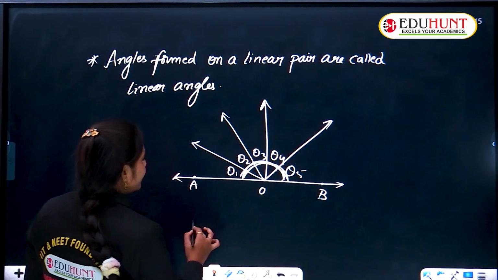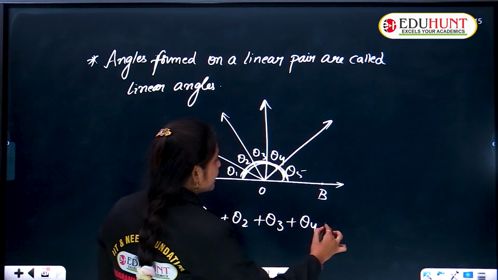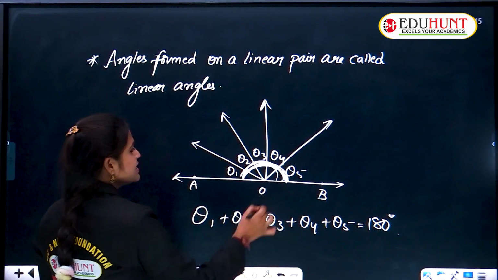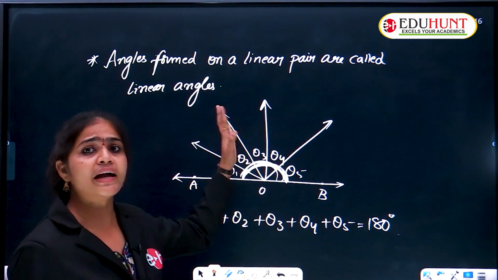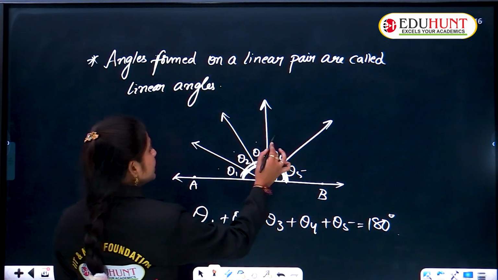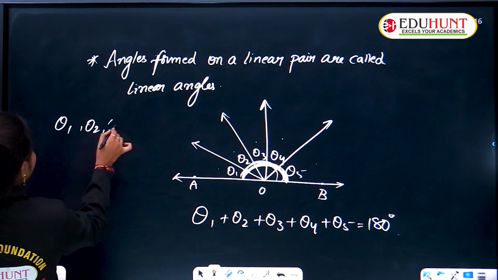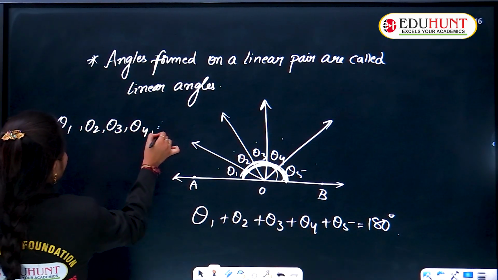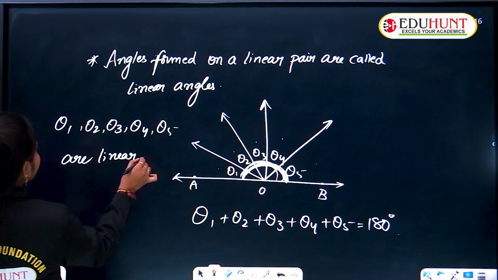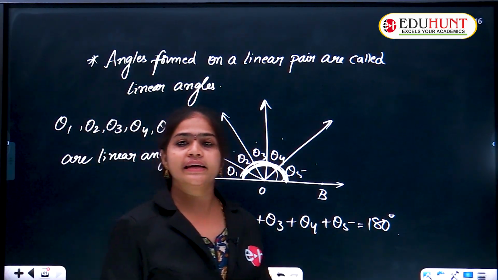Okay, from this what can we say here? Theta 1 plus theta 2 plus theta 3 plus theta 4 plus theta 5, which is equal to how much? Which is equal to 180 degrees only. 180 degrees only divided into 5 different angles here. Understood? Now theta 1, theta 2, theta 3, theta 4, theta 5, we will call these linear angles. Understood? This is about that linear pair.